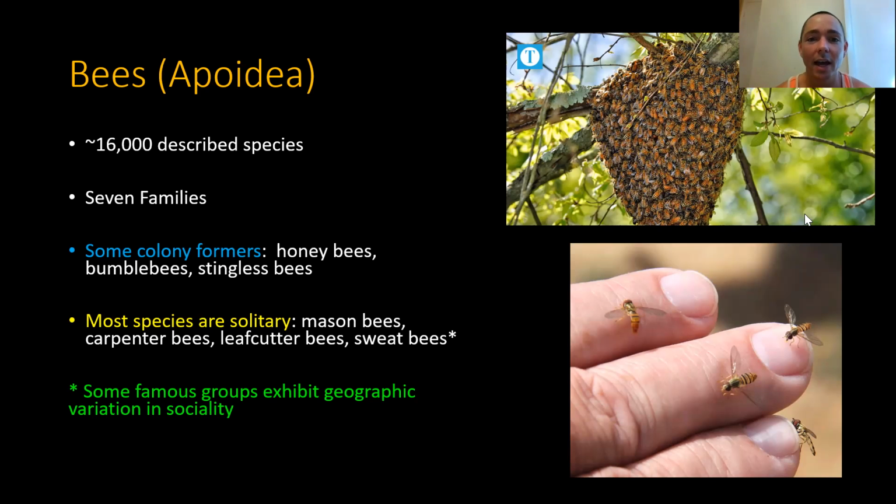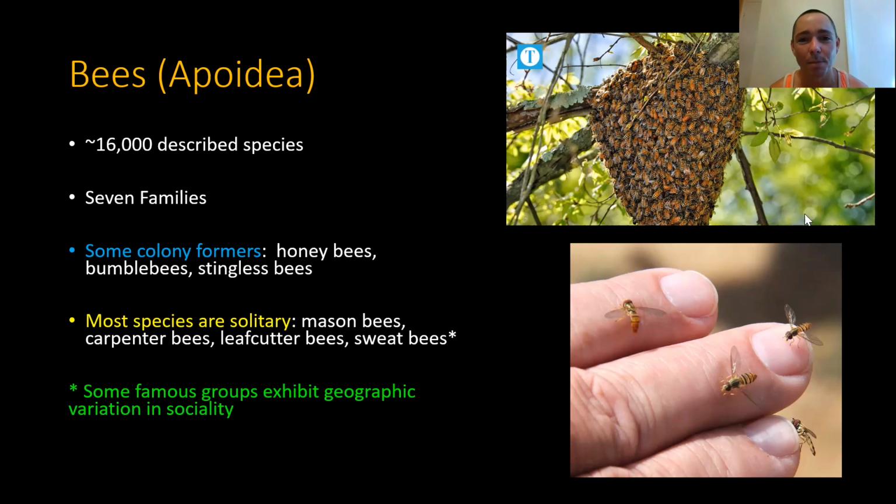Rather than having one family like ants, bees actually have 7 different families. Many bees are colony forming, so they can be eusocial honeybees or bumblebees or stingless bees. But you should know that the average bee, the vast majority of the species, are solitary, and they're usually named after whatever kind of material they build their singleton nest with. So it can be mason bees, making little nests out of clay, water and soil. They can be carpenter bees, which burrow into wood. They can be leafcutter bees, which cut up leaves, and then sweat bees, which usually live in the ground.